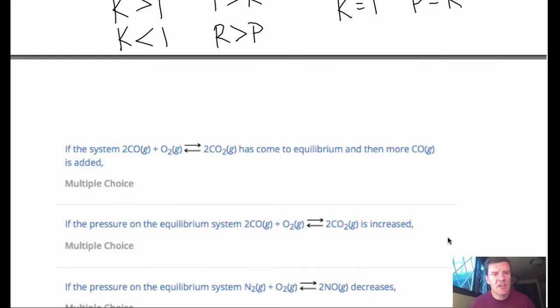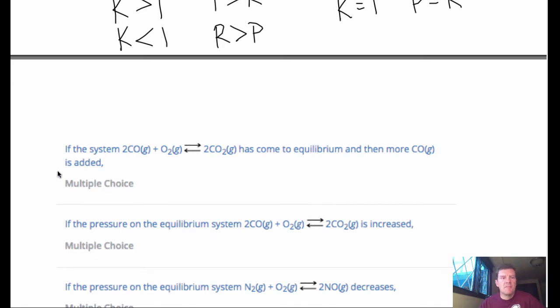Now, the other thing we talked about was Le Chatelier's principle. Remember, you can mess with a chemical reaction once it's reached equilibrium, and you can start putting stresses on it. When you do, it's going to shift one direction or the other, either forward or reverse, to get back to equilibrium. It's always going to try to relieve the stress that you are applying. So let's look at some examples here.